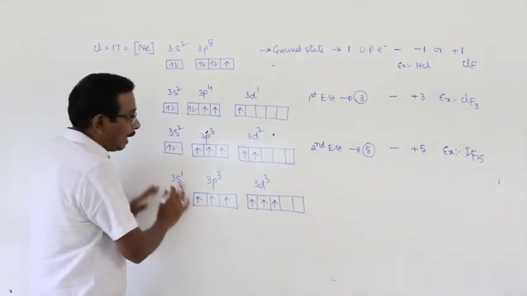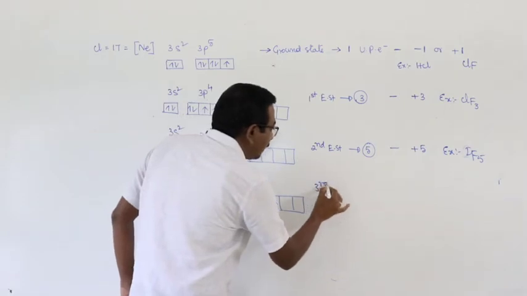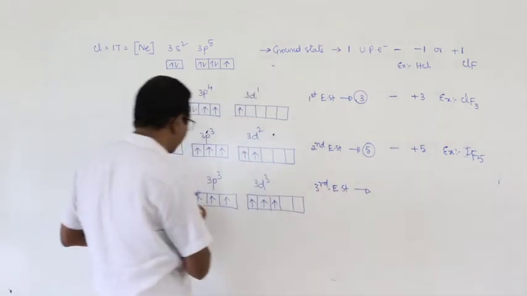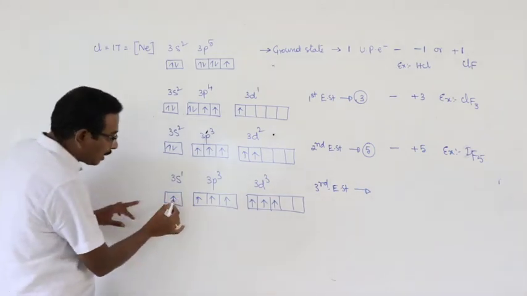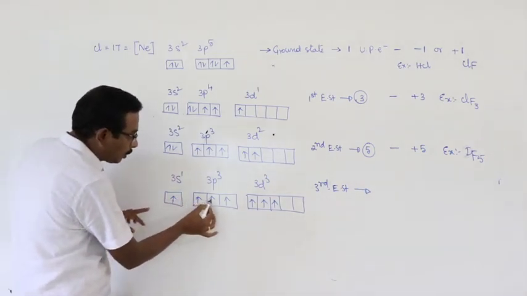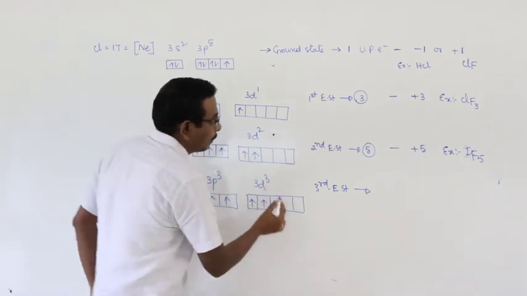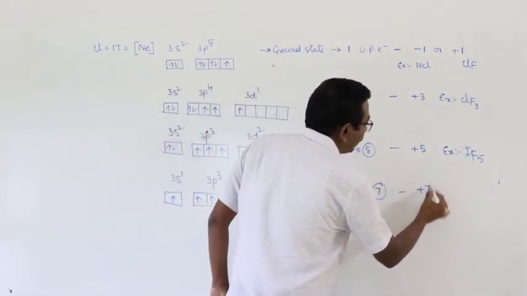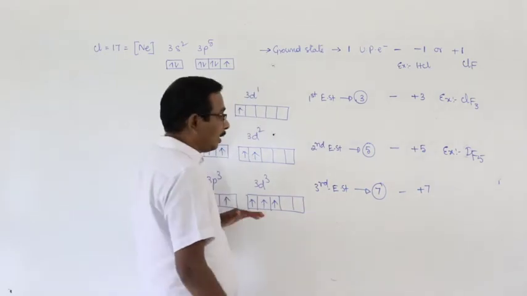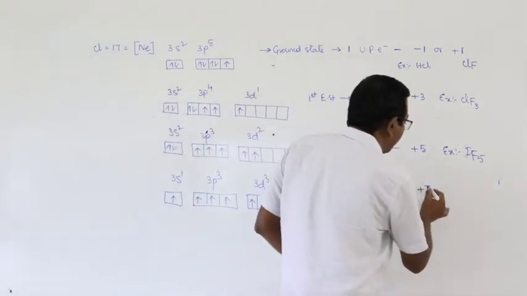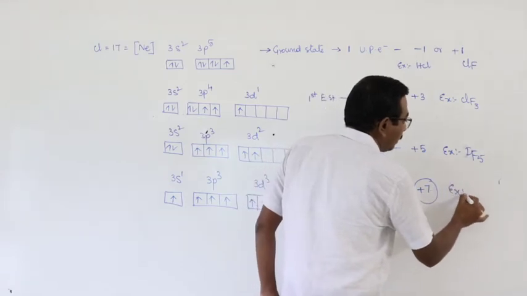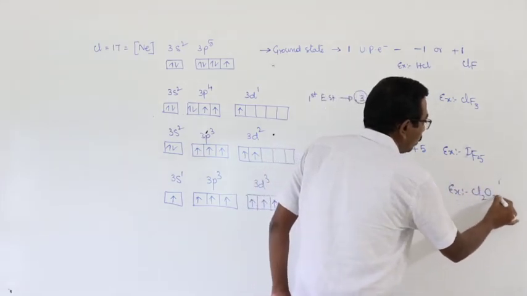IF5. And in the third excited state, the number of unpaired electrons available is 1, 2, 3, 4, 5, 6, 7. Therefore, the oxidation state shown by the chlorine atom in the third excited state is equal to 7. Therefore, it exhibits the oxidation state +7. Example Cl2O7.